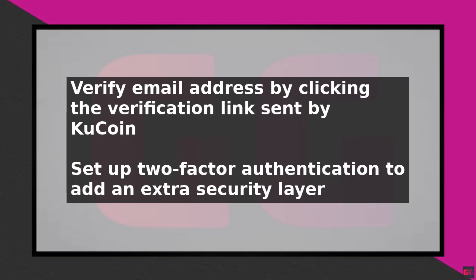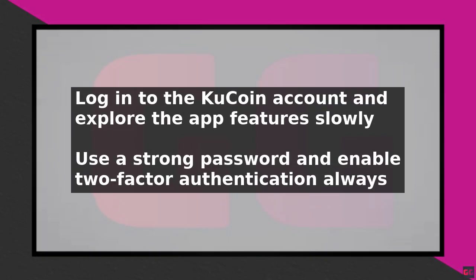After verifying your email, you will be asked to set up two-factor authentication, which adds an extra layer of security to your account. You can now log into your KuCoin account and start exploring the app. The KuCoin app allows you to buy, sell, and trade various cryptocurrencies, as well as access other features such as futures trading and staking. To ensure the security of your account, always use a strong password, enable two-factor authentication, and keep your iPhone and the KuCoin app up to date.